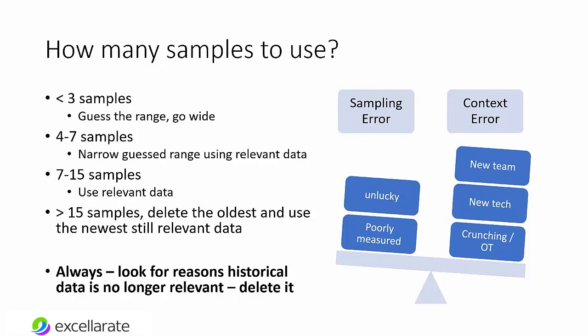And above 15 samples, I delete the oldest. I only keep the most recent 15 samples that are still relevant, and I delete the rest. I see more forecasting errors by people using data out of context than I do error based on people having too few samples to adequately understand the range of possible values. So delete vigorously is my answer. Don't go keeping old data and expecting it to be good into the future.